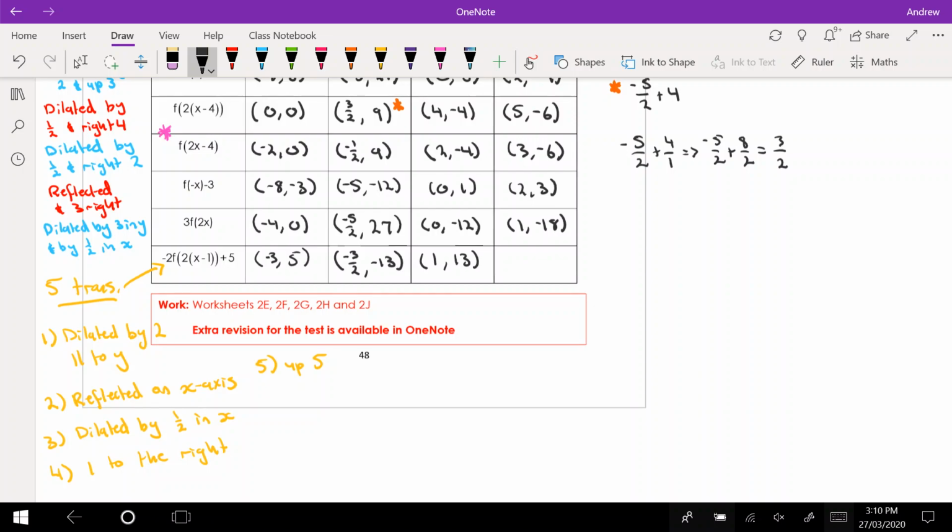1, 13. Dilating x on the origin doesn't make a difference. Then we move 1 to the right, making the x coordinate 1. And then doubling the value of negative 4 gets me to negative 8, then positive 8, and then up. So 13. Last one, 2, 17.